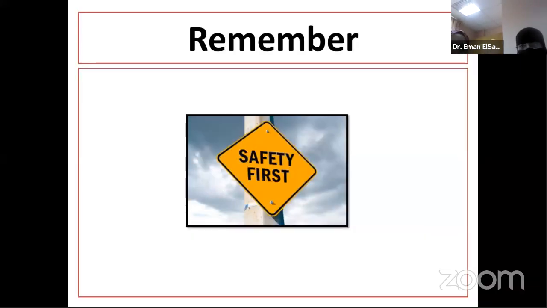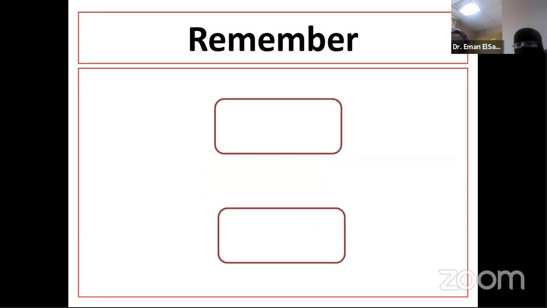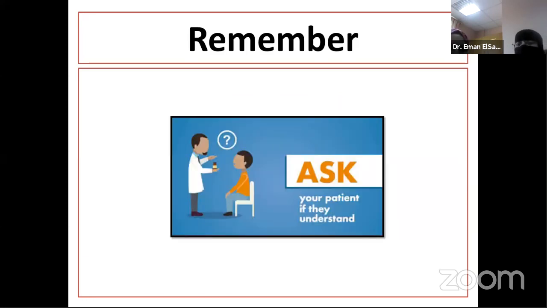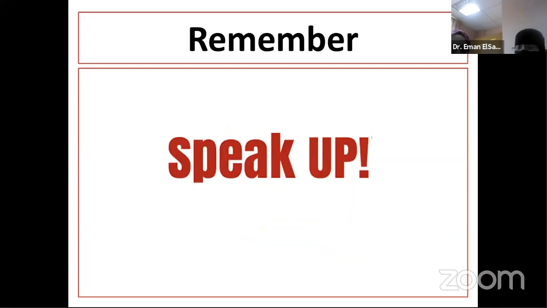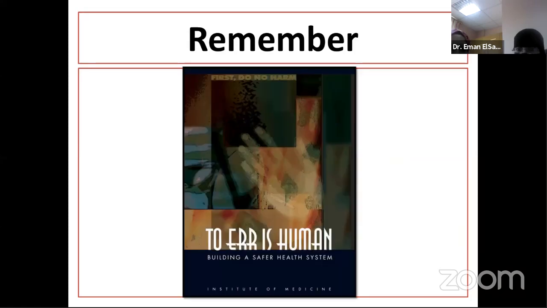Home message: remember, safety first. High alert medication must be double checked. Remember that medication safety needs us to change our thinking from who did it to how it happened. You must ask the patient about everything and document it in the file before admission. Consider patient rights. Speak up, don't be afraid. Do not abbreviate safety. To err is human.